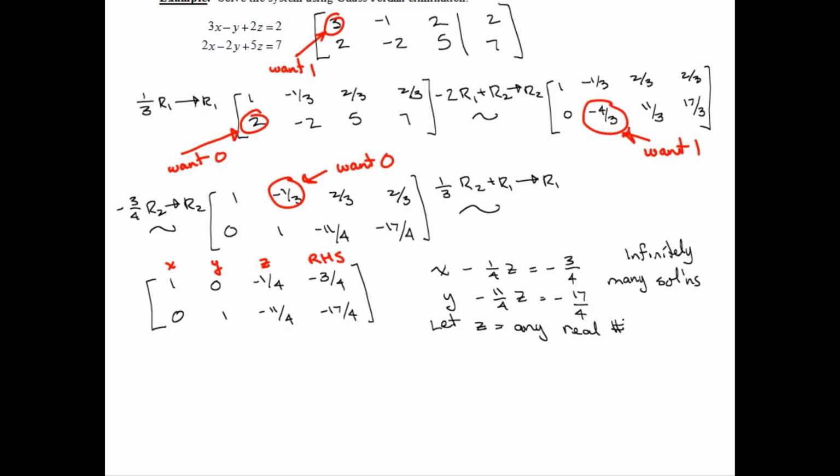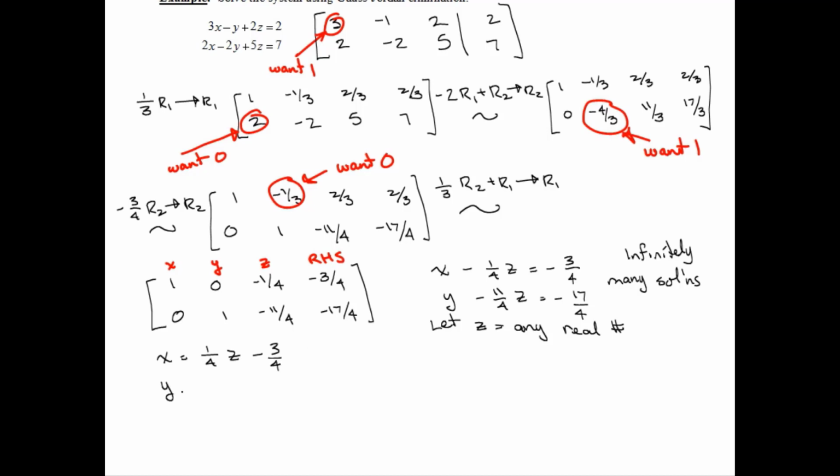So then what we end up with is z is any real number. Hang on, let me write them in order. We're going to do x and then y and then z. It really doesn't matter, but we might as well do them in order. So we're going to let z be any real number. Let's solve the first equation for x. And so that's going to be 1/4 z minus 3/4. Just have to add that 1/4 z to both sides.